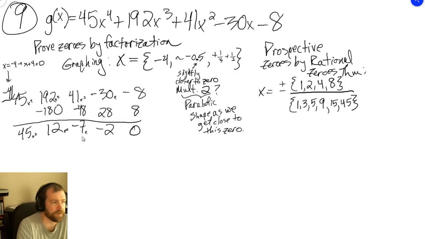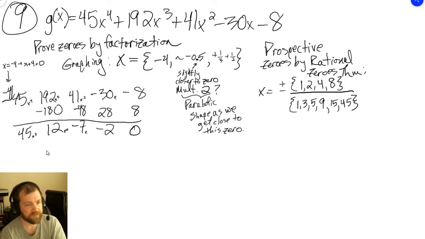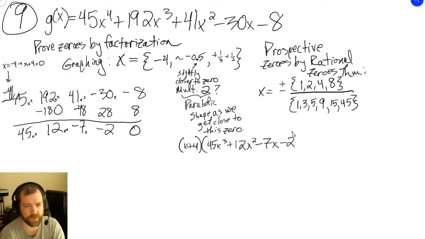Now here's the other great thing. You do not have to go all the way back to the beginning of this and then try something else. Now that you have something with a 0 remainder, you can start here. You factored this out. Congratulations. Right? This is x plus 4 times 45x cubed plus 12x squared minus 7x minus 2. You've earned that. Don't let it slip. Don't go any further backwards.